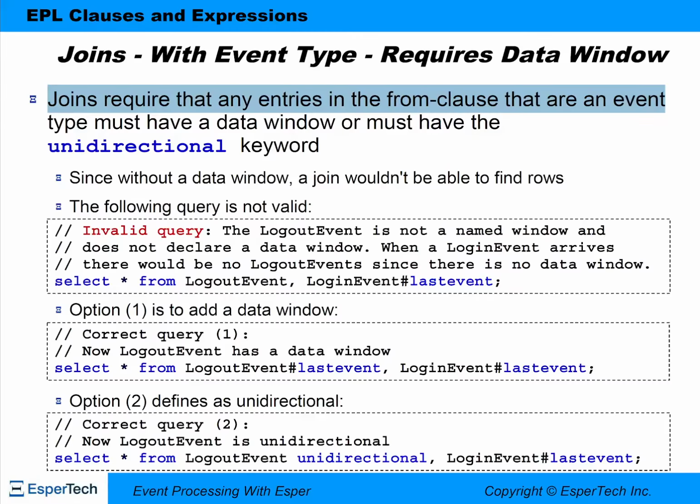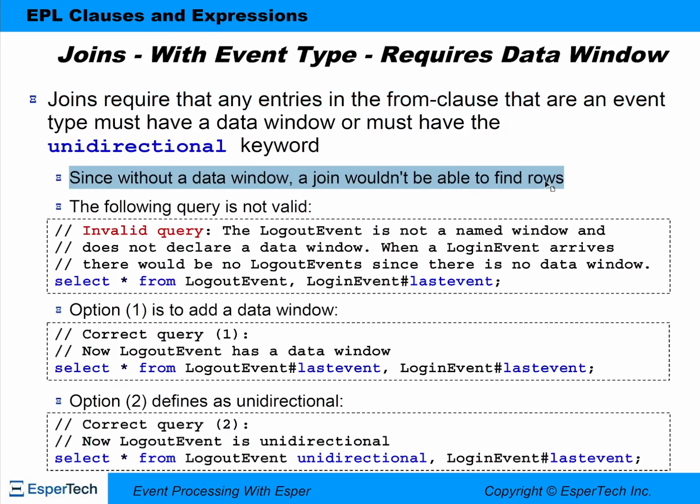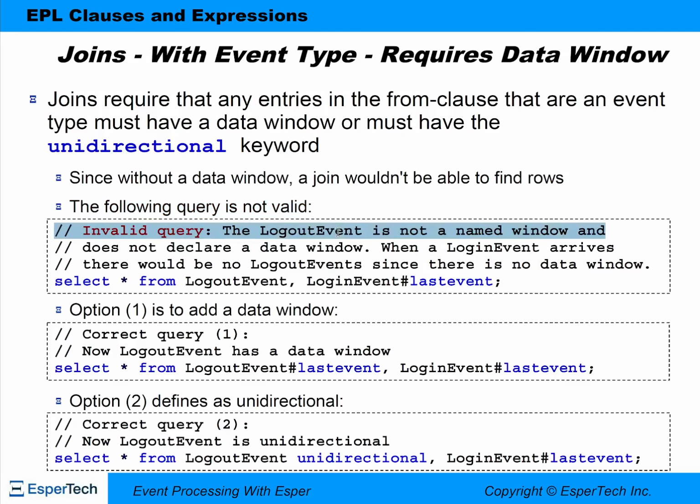Joins require that any entries in the from clause that are an event type must have a data window or must have the unidirectional keyword. Without a data window, a join wouldn't be able to find rows. The following query is not valid. This is an invalid query.